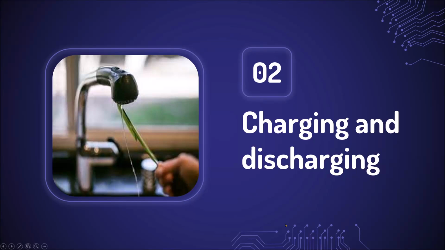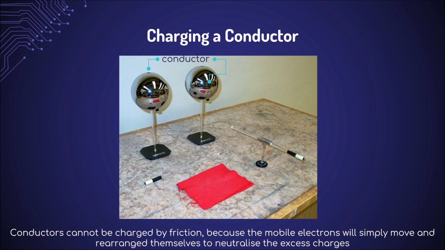Hi everyone. Today for this video we are going to look at how we can charge a conductor, and let's begin. In the previous lesson you should have known that we can charge an insulator by friction. Simply by rubbing an insulator with a cloth, we can rub away some electrons, or the insulator may gain electrons, so that it becomes charged.